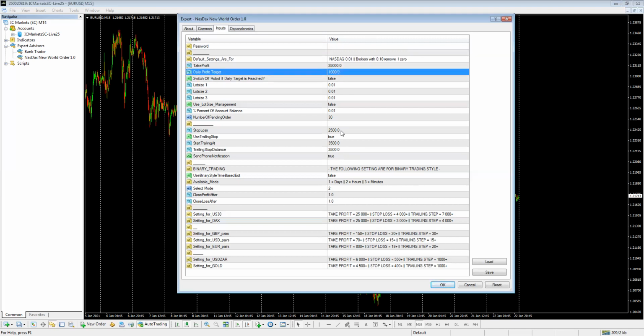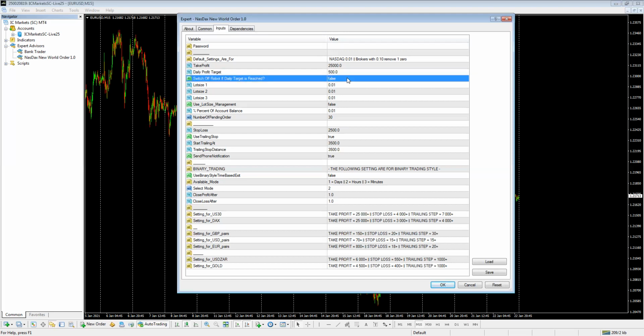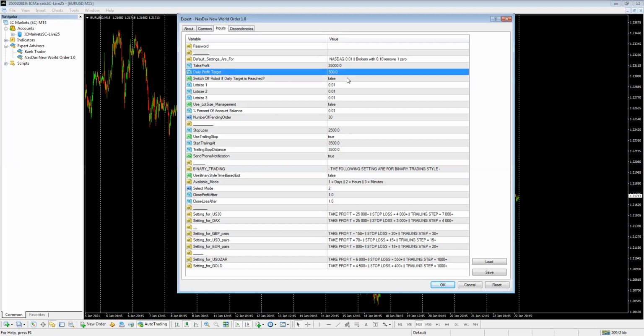Okay. Daily target is based on your account currency. If it's USD, this will mean 1000 USD. If it's ZAR, it will be 1000 ZAR. If you want to target 500, you can set it to 500. If your account is in USD, that's 500 USD. If the account is in ZAR, that will be 500 ZAR. Okay. The robot will switch off if the switch off option is on true when it reaches the 500.